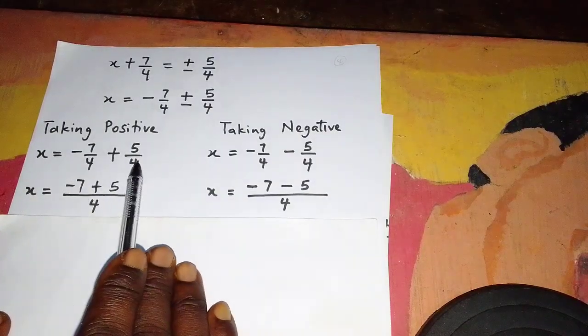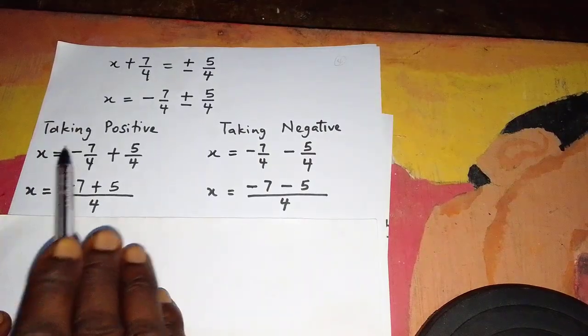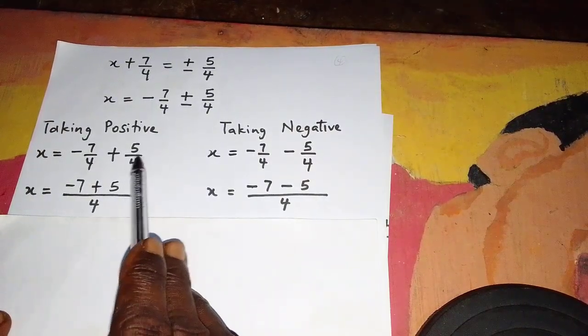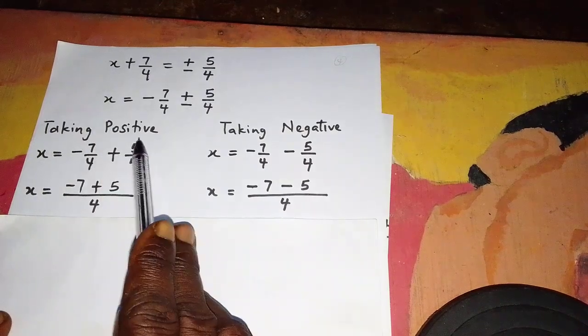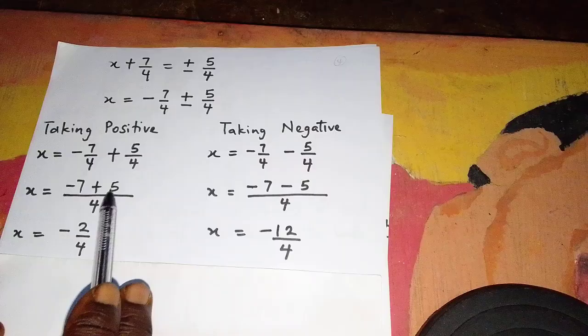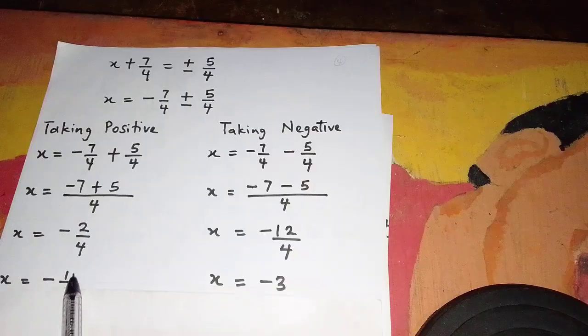The LCM of 4 and 4 will give us 4. How many 4s are in 4? 1. 1 times minus 7 is minus 7. Plus, how many 4s are in this 4? We have 1. 1 times 5 will give us 5. We now have minus 7 plus 5 will give us minus 2 over 4. When you reduce this to the lowest term, you now have minus 1 over 2.